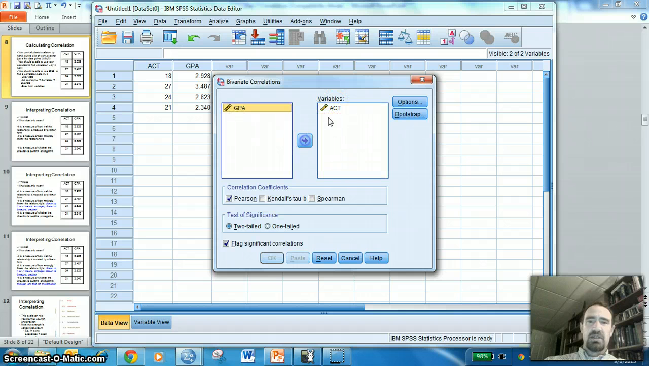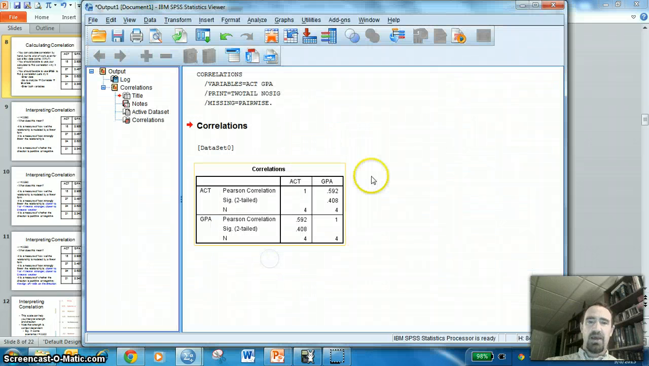What you'll see is your variables over here on the left, and you just want to make sure you use the arrow to send them over to the right. Don't have to worry about any options. It's set for the Pearson correlation, which is just what we want, so you can just get those in there and click OK.